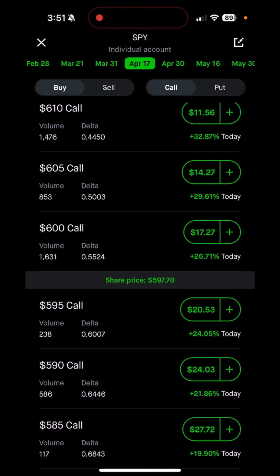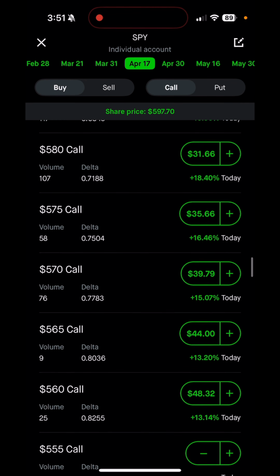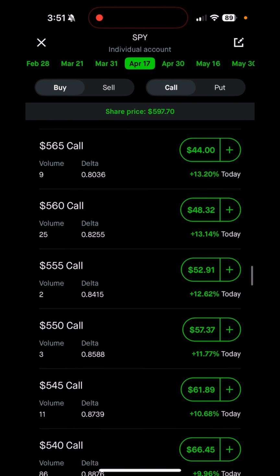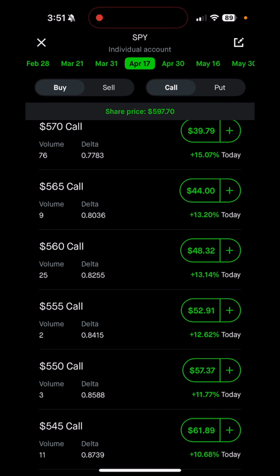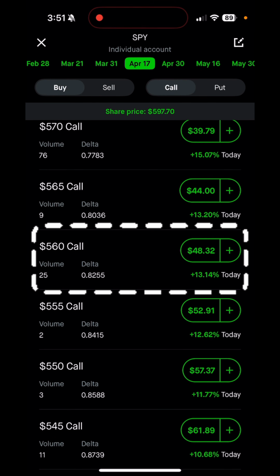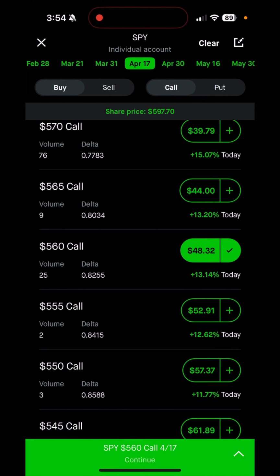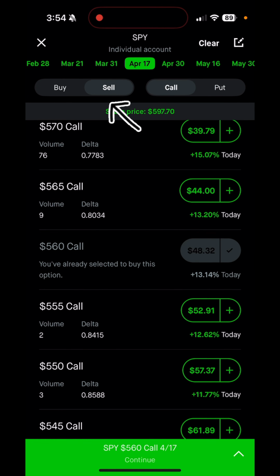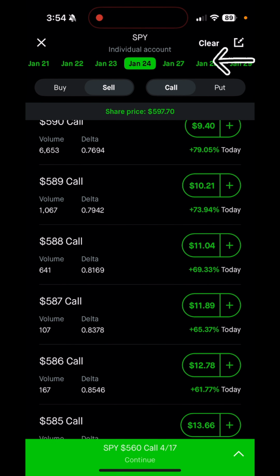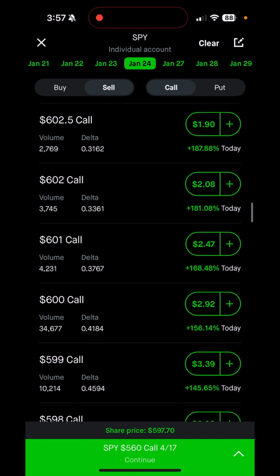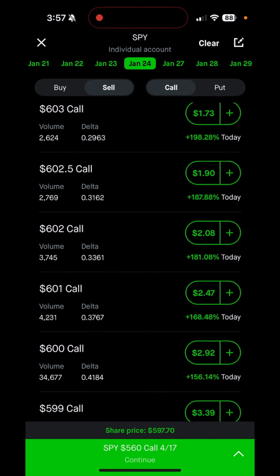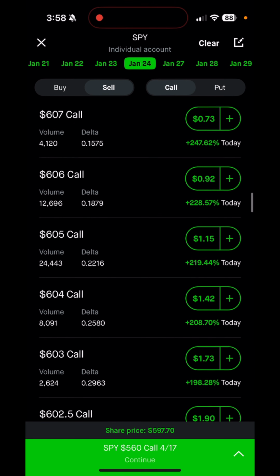I want this to be a fair comparison, so let's select strikes with the same delta differences as the credit put spread. So for the long call option, we want something around a 0.82 delta, which in this case looks to be like the 560 strike call here. Select that and move on to picking our short call at an earlier date. Let's stick with the January 24th expiration. We want an out of the money call option with a delta around 0.21 to compare to our credit put spread. And in this case, that would be the 605 strike call.